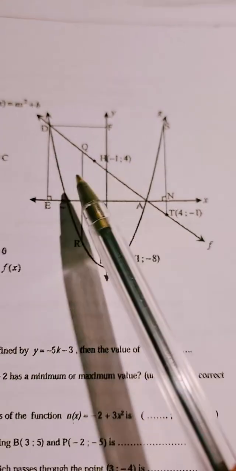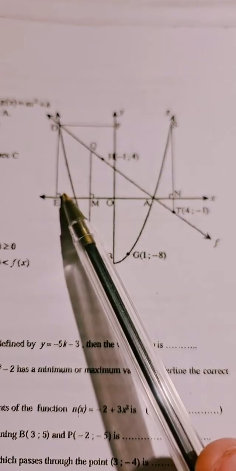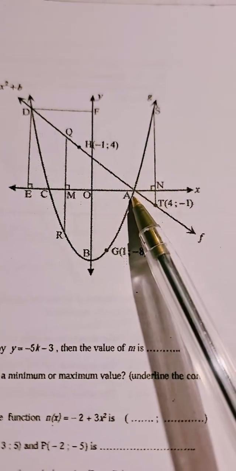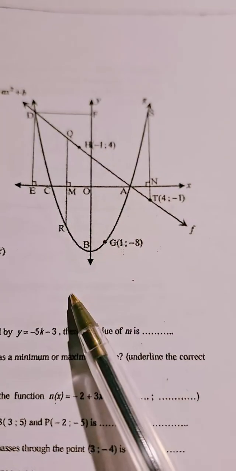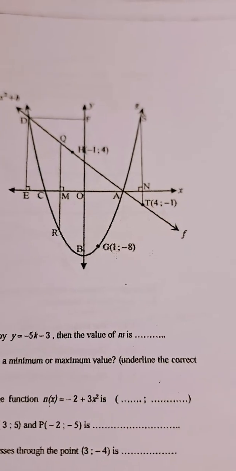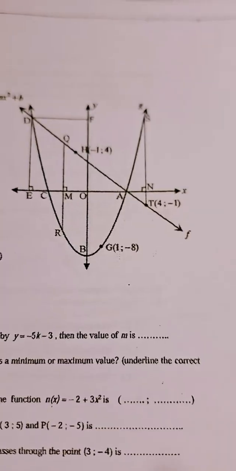A is a reflection of C along the y-axis, just like C is a reflection of A along the y-axis. When we reflect along the y-axis, guys, it is x that changes whilst y stays the same. The sign of x changes, but y stays the same.